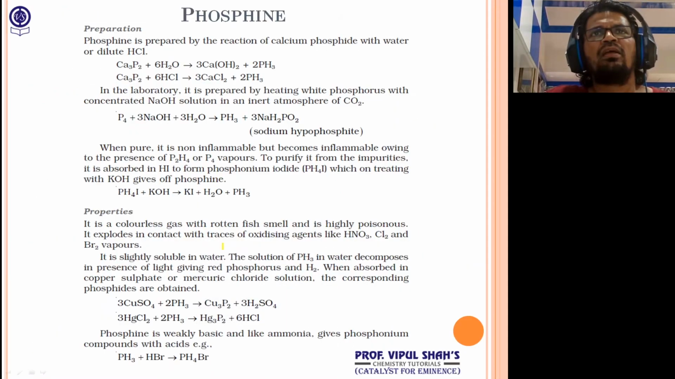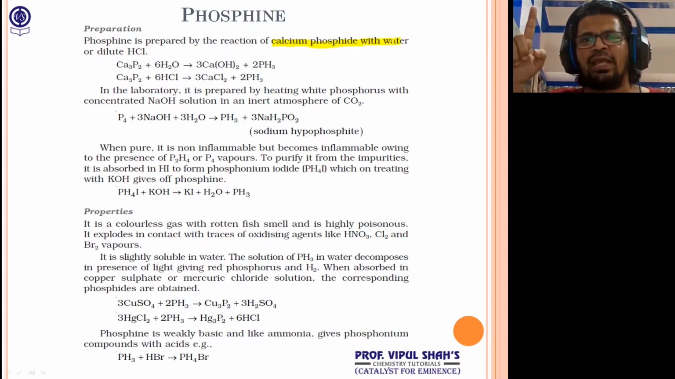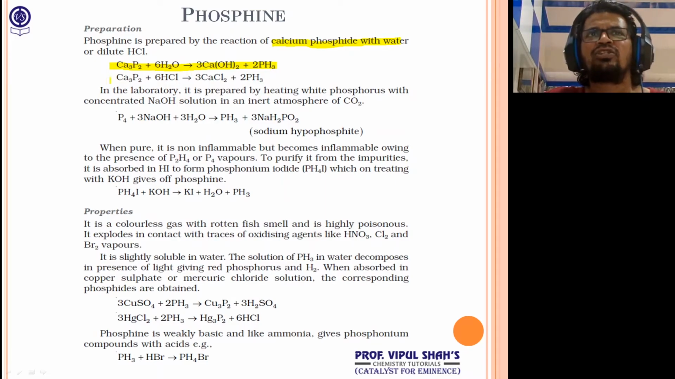Then next we have one of the compounds of phosphorus, that's phosphine. We all know, a deadly poisonous gas. How is it formed? It is formed by the action of calcium phosphide with water. Phosphide, phosphorus, we write it as P raised to 3 minus. That's called phosphide. Calcium phosphide, Ca3P2, with water gives you calcium hydroxide and phosphine gas. And the same calcium phosphide with HCl will give calcium chloride and phosphine gas.